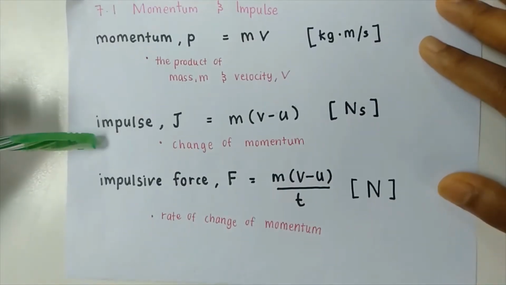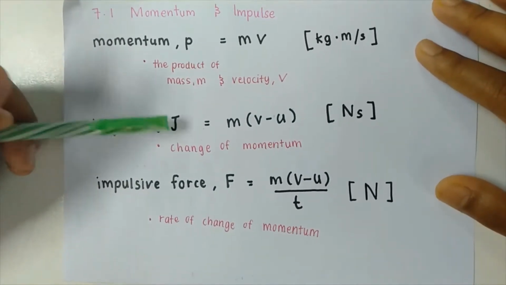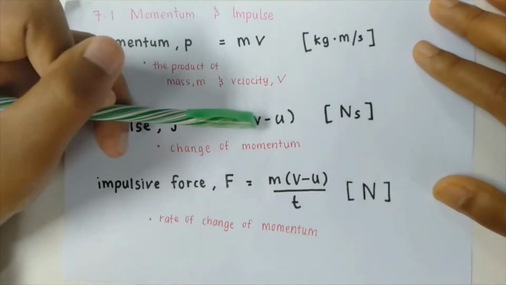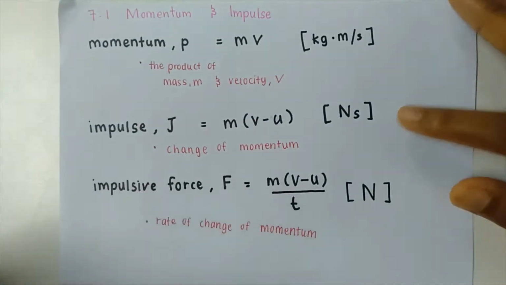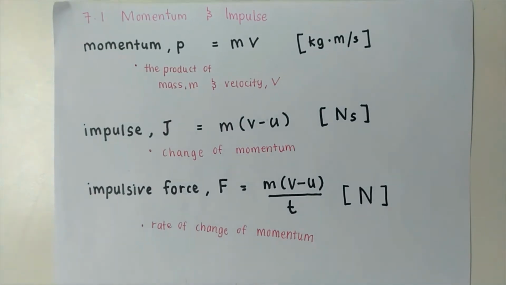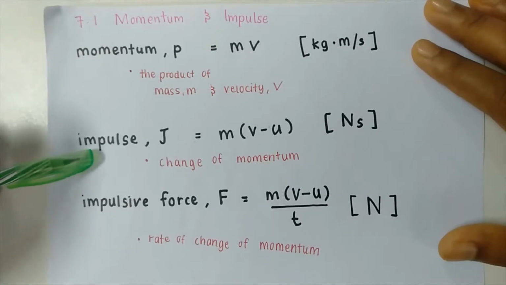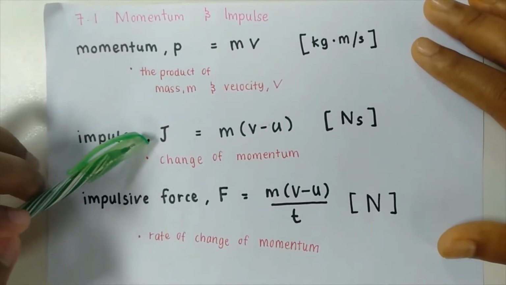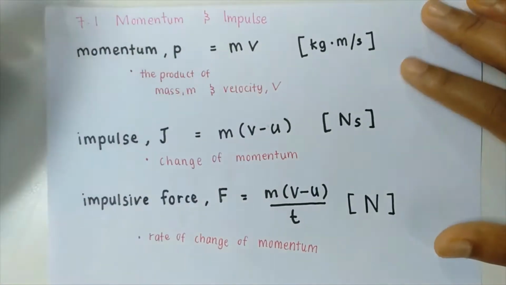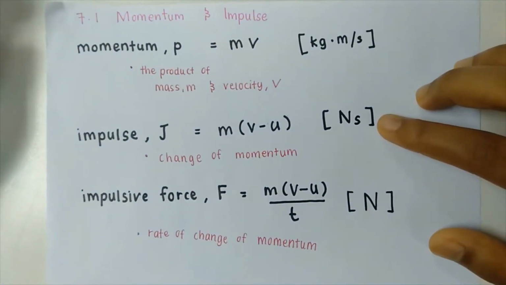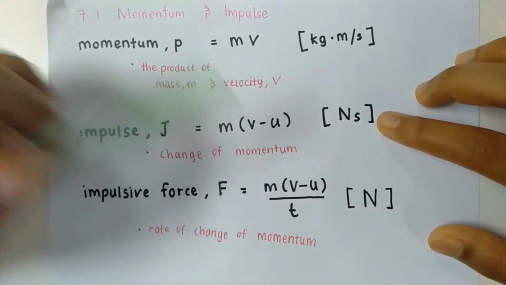Okay, next is impulse. Impulse, the symbol is J equals to m bracket v minus u. The unit is Newton second. Impulse can be defined as change of momentum.